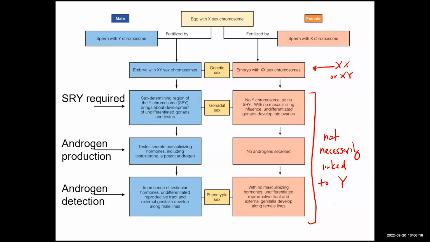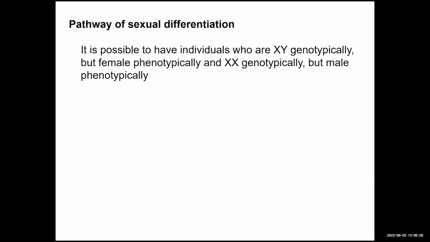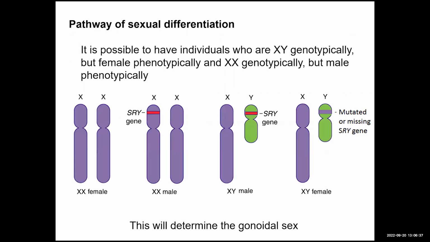With the exception of the presence of the SRY gene and androgen detection, which actually does not occur from the Y chromosome. It's possible to have individuals who are XY genotypically but female phenotypically, and XX genotypically but male phenotypically. This happens when translocations or mutations occur on the Y chromosome.